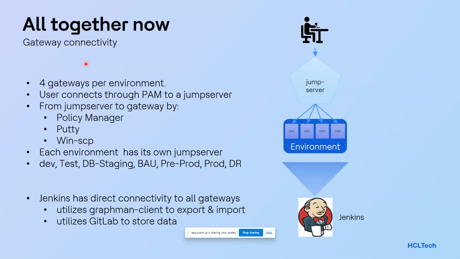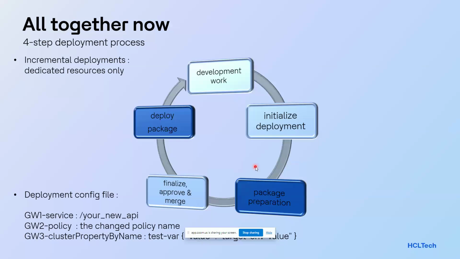Okay, what else? Next slide. This tries to give you an impression about our procedure. We named it the 4-step deployment process. One thing to understand, we are only doing incremental deployment. So for each deployment, we have a dedicated list of resources we want to deploy.